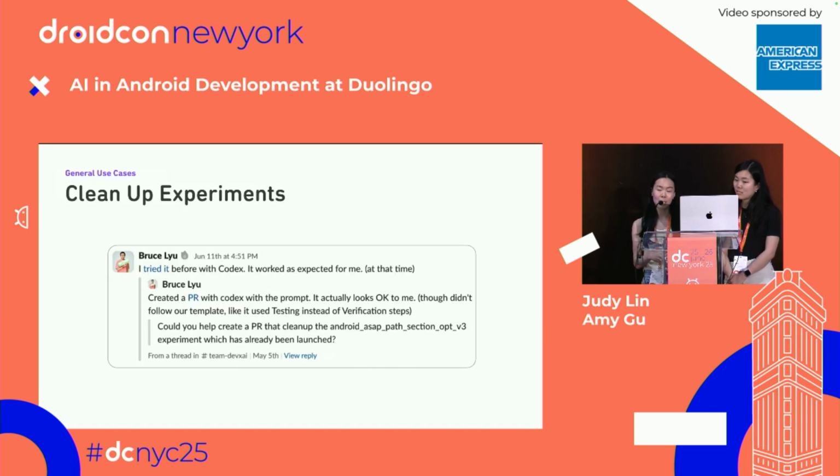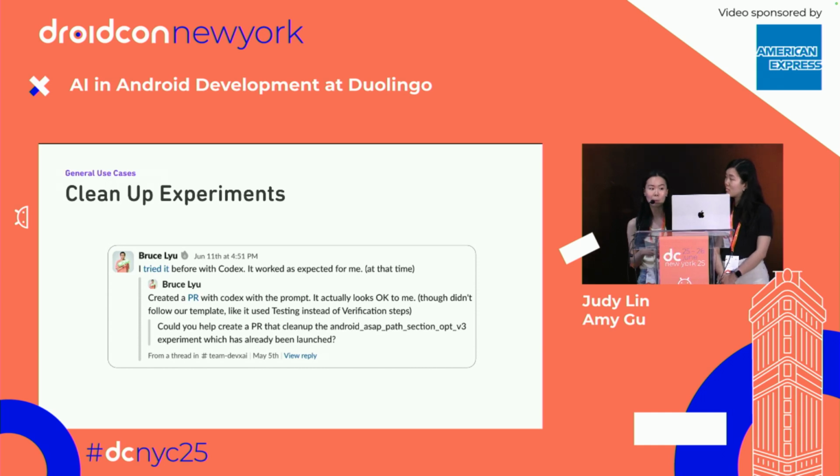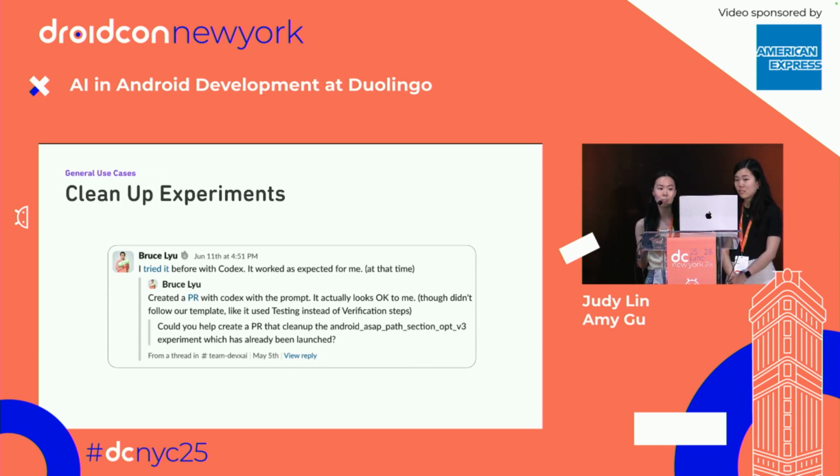Another common Android task is experiment cleanup. When an A/B test is shut down or launched, we want to simplify the code paths and remove the tech debt. So here's an early example from Bruce, asking to remove this specific experiment with Codex.